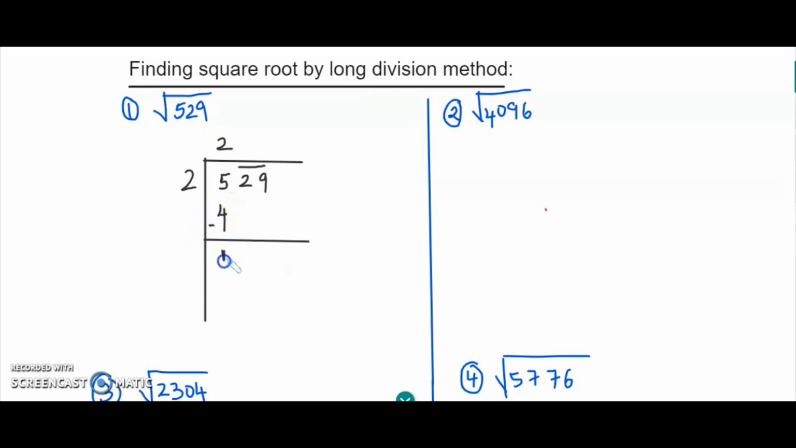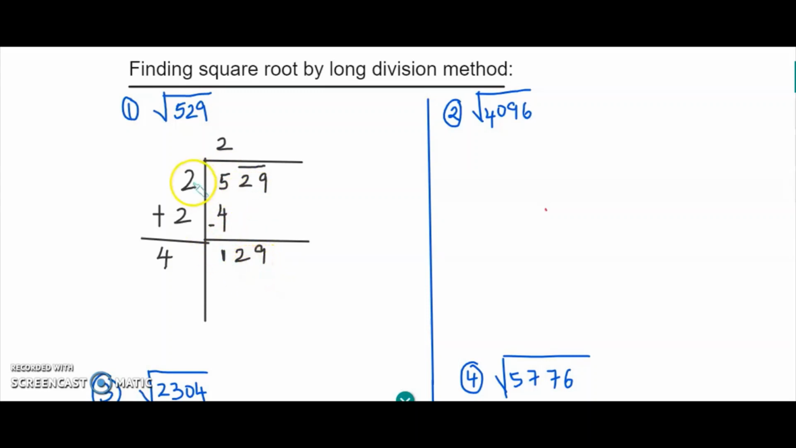Put your 1 here. Now something which is very different from long division is that we have to add the number that we have put here on the left side. So the 2 will be added to itself and you will get a 4. Bring down this pair 9. Again, what did I do? I took the number 5, the nearest perfect square, 2 twos are 4. So I've written 2 here, I've written 2 on the top and written 4. Subtract it. So 5 minus 4, 1. I brought down the pair 9.